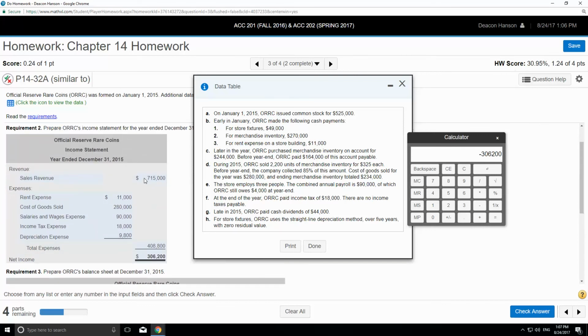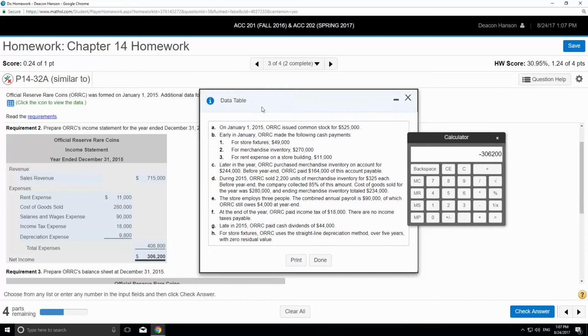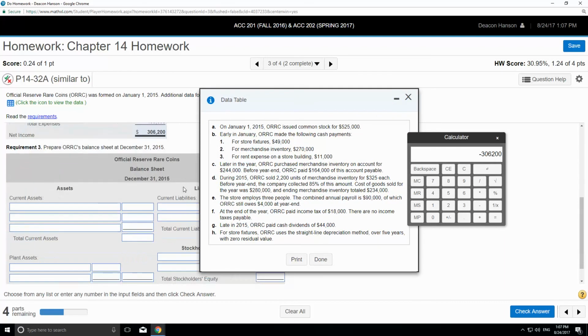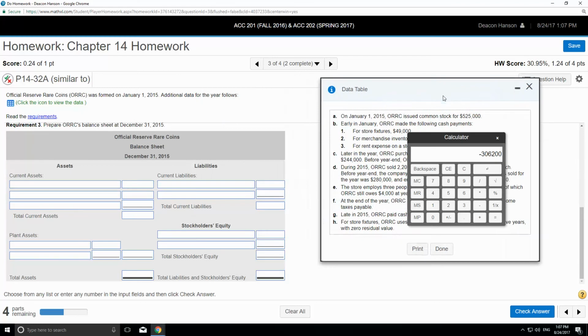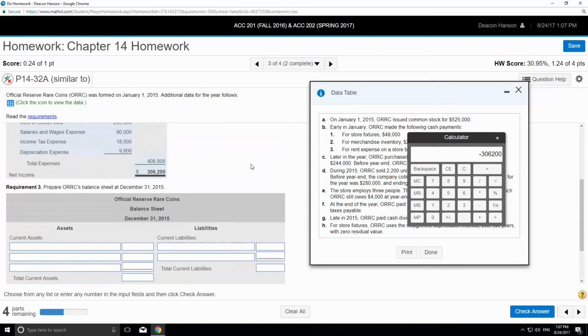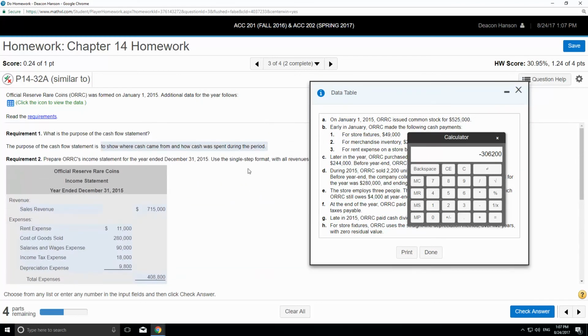So they give you a whole bunch of information, but only some of it is pertinent to the income statement. So just be careful when you're selecting that stuff. Now let's see. The next thing we're going to do is the balance sheet. Well, what you might want to do is take a look at this first sentence up here.